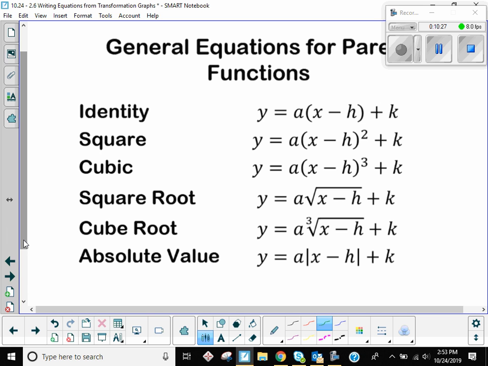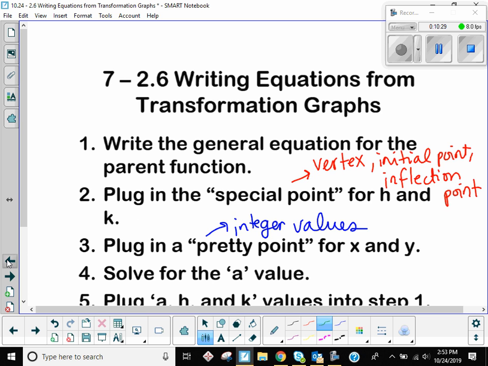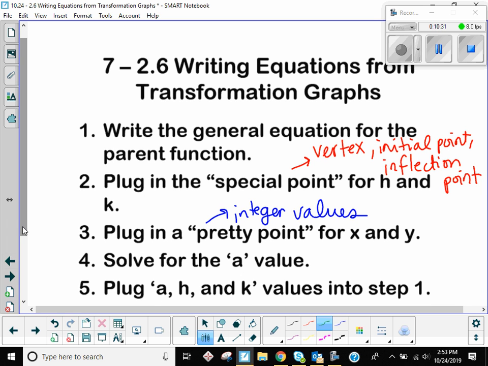That's the HK transformation form. The second step is to plug in the special point for H and K. And the special point depends on the shape. Like the square and absolute value graphs, their special point is a vertex, right? For square root, the special point is the initial point, and for cubic and cube root, it's the inflection point. And those are the points we talked about on Monday. The next thing you're going to do is plug in a pretty point for x and y.